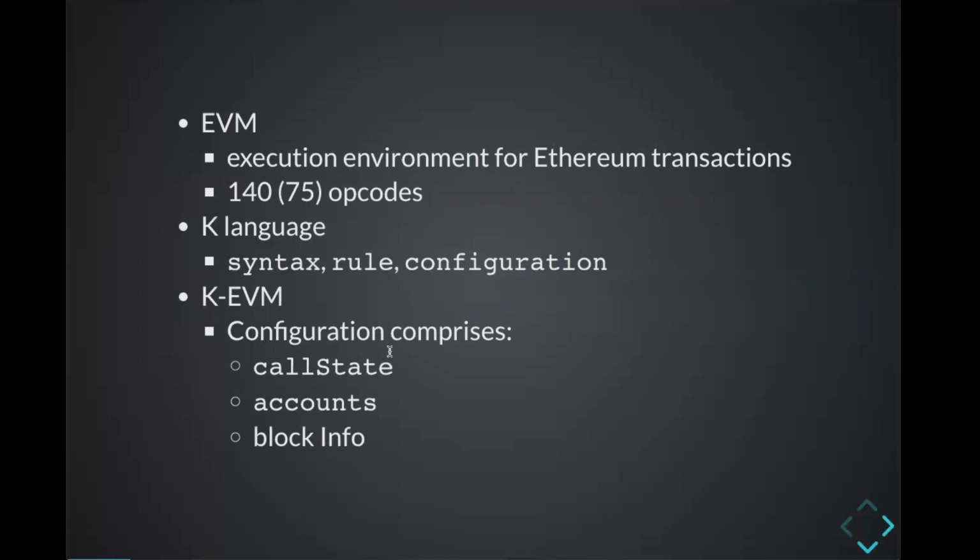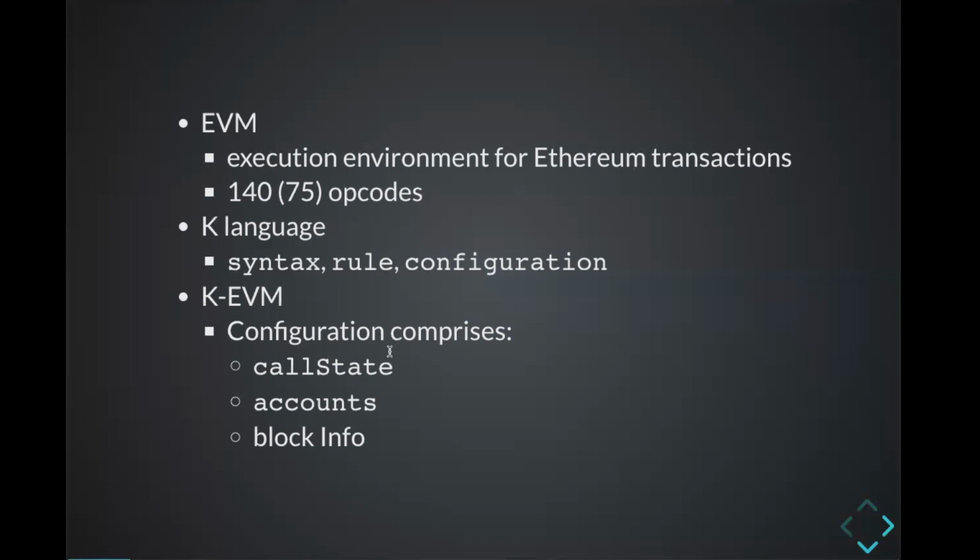And just a very high-level overview, the configuration of KEVM comprises pretty much of these following categories. The call state, which includes all temporary stores that are specific to the execution of the current contract, such as the stack, the memory, the program counter, the message sender, the call data, the gas. You get the point. And there can be multiple call states if you are calling another contract.